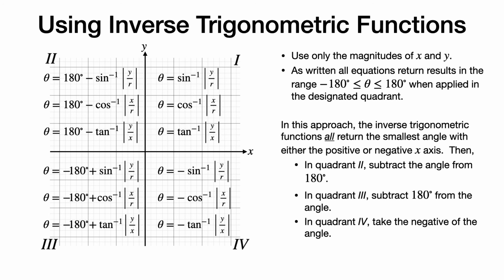In this approach, the inverse trigonometric functions all return the smallest angle with either the positive or the negative x-axis. Then in quadrant 2, we simply subtract this angle from 180 degrees. In quadrant 3, we subtract 180 degrees from the angle, and in quadrant 4, we simply take the negative of this angle. This is probably the easiest way to remember how to use the inverse trigonometric functions.